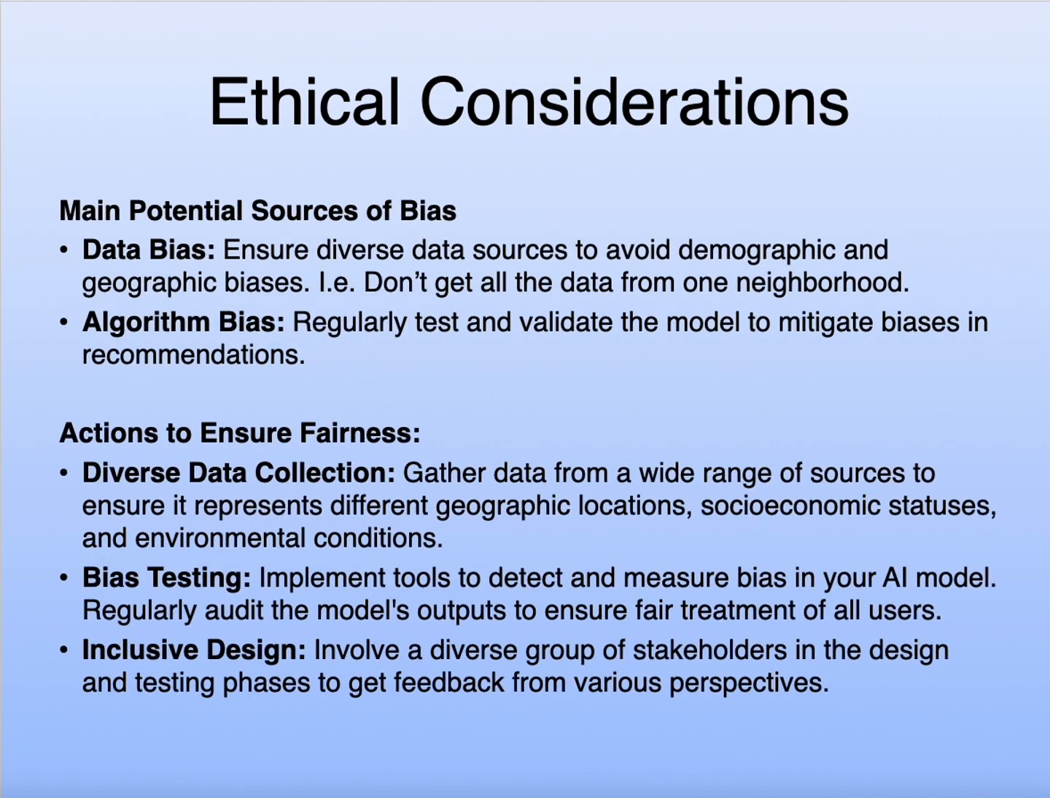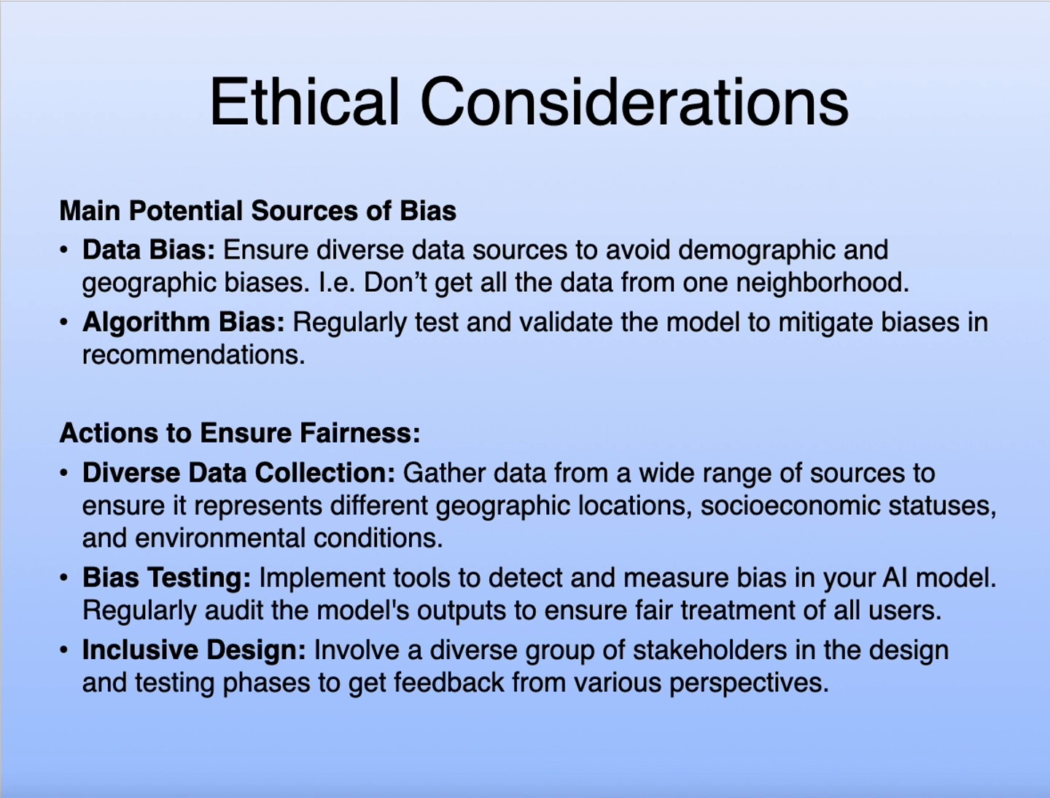Which brings up ethical considerations, right? The main potential sources are bias. There's data bias. We need to ensure diverse data sources to avoid demographic and geographical biases, i.e. don't get all the data from one neighborhood. Then there's algorithm bias: regularly test and validate to mitigate biases in our recommendations.